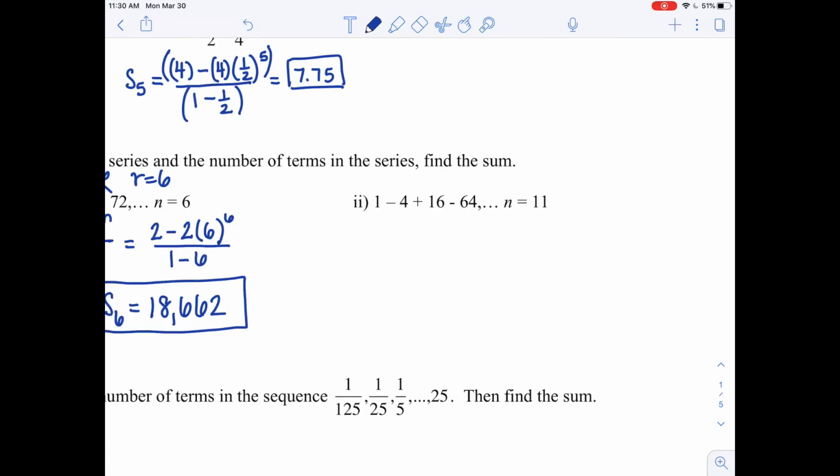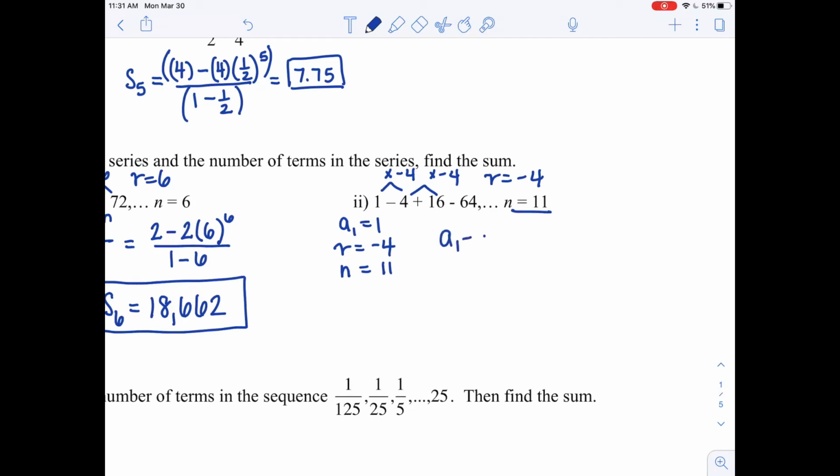Okay, let's take a look at number 2. So again, the idea is that you're trying to find the sum, and you want to identify first, is this a geometric sequence? Well, as I go from 1 to -4, I'm multiplying by -4. And from -4 to 16, I'm multiplying by -4. So my common ratio is -4. You're going to have to be careful with that negative. My first term is 1. My common ratio is -4.